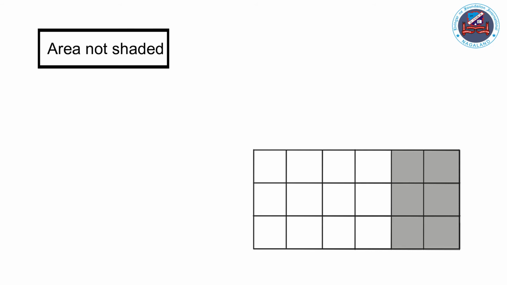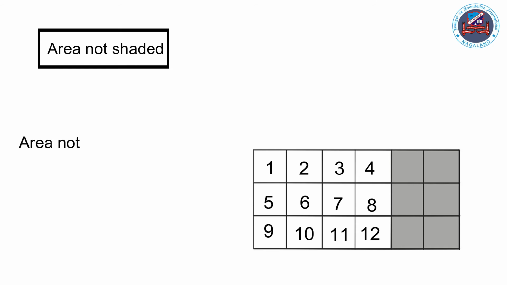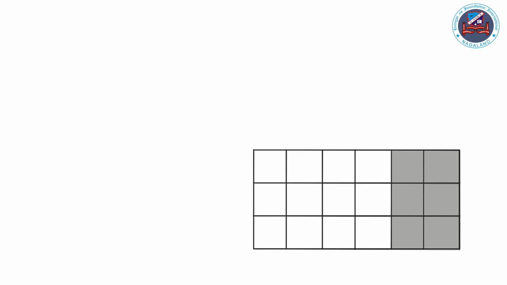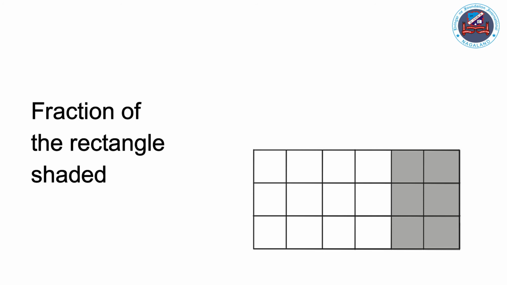Next, area not shaded. Let's find out by counting the squares inside this rectangle which are not shaded. 1, 2, 3, up to 12. That means area not shaded is 12 squares. Lastly, fractions of the rectangle shaded.